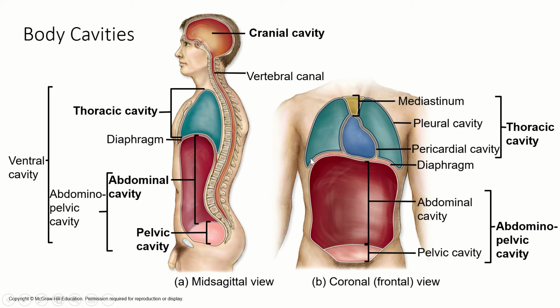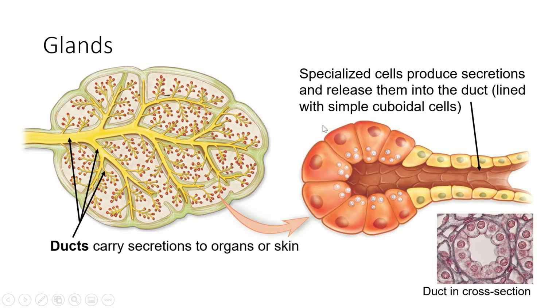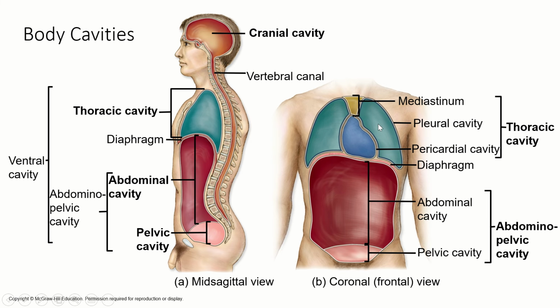From the front, you can see that the thoracic cavity is divided into 4 smaller cavities: the mediastinum, the pleural cavities that hold the lungs, and the pericardial cavity that holds the heart. All of these together are the thoracic cavity. Okay, so if I ask what's this whole space, you would say thoracic cavity. If I ask what's this space here specifically, you would say pericardial cavity.